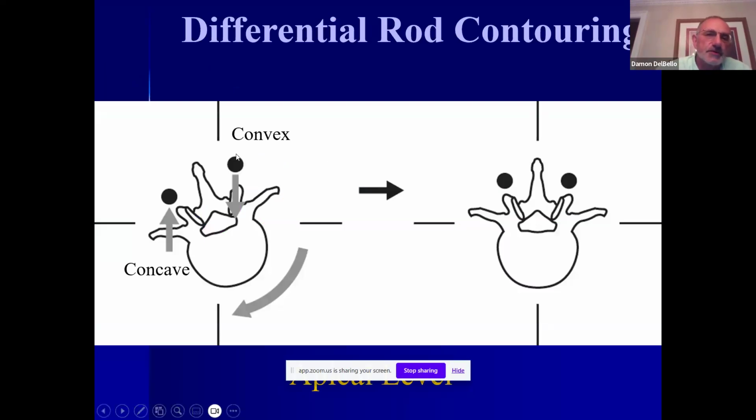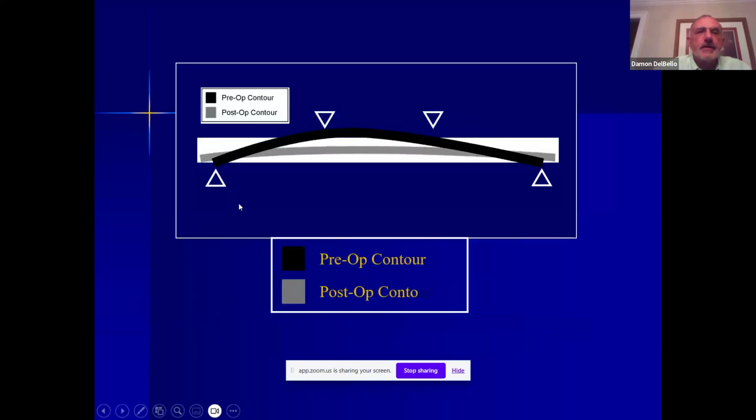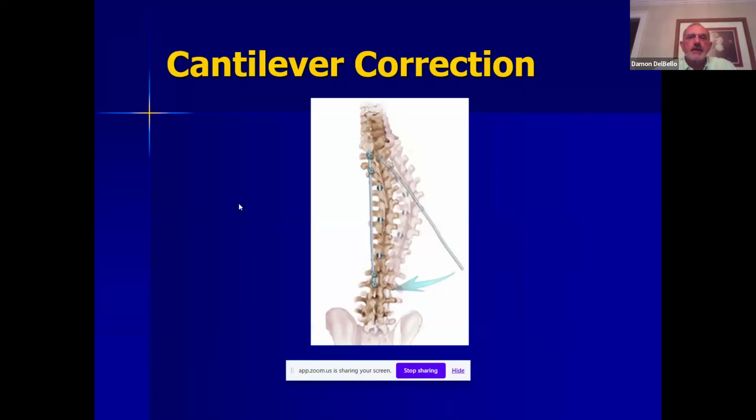Such that these are the forces that occur. Our overbent rod on the concave side is pulling up. Our underbent rod on the convex side is pushing down. And we talked about rod bend out. Okay.